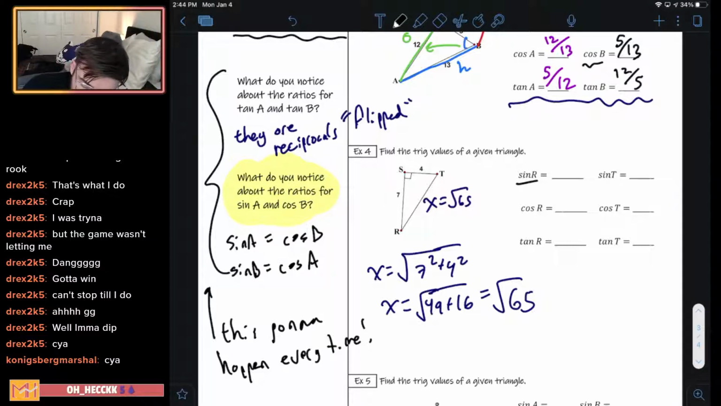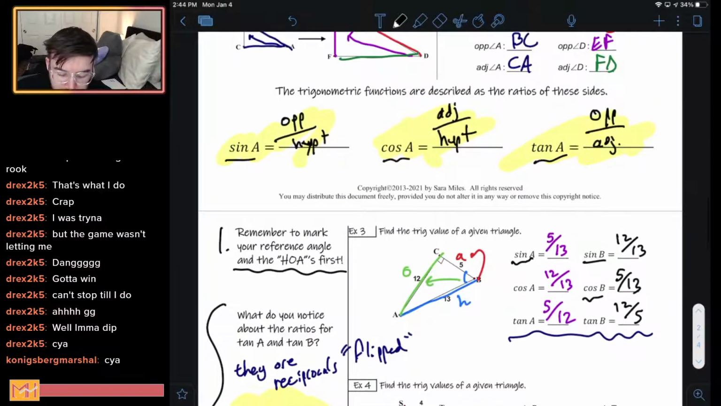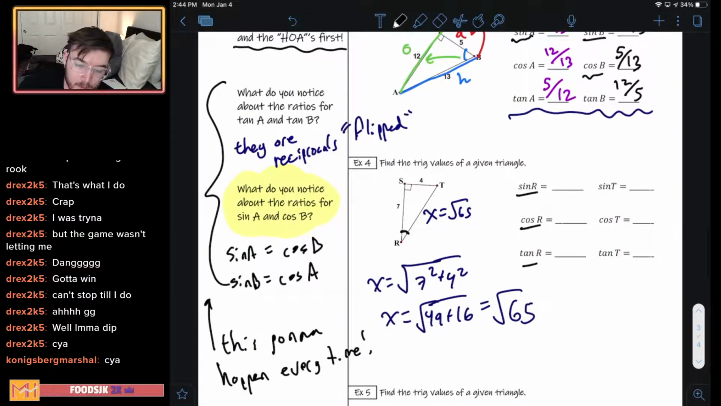We are trying to find sine, cosine, and tangent of r. Label. Here's r, and we're trying to find sine of r. Well, sine is opposite over hypotenuse. We need to label that: this is opposite because it's across, this is adjacent, and that long side is always the hypotenuse. Then we do opposite over hypotenuse.